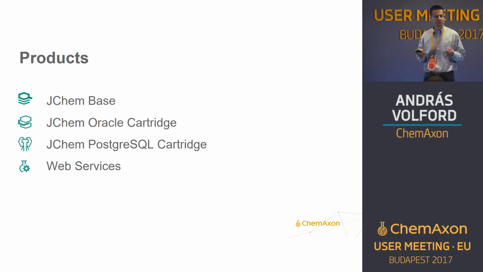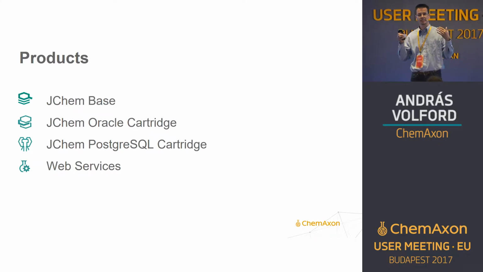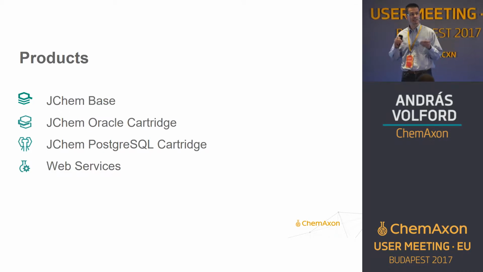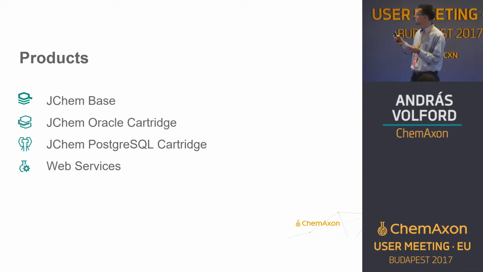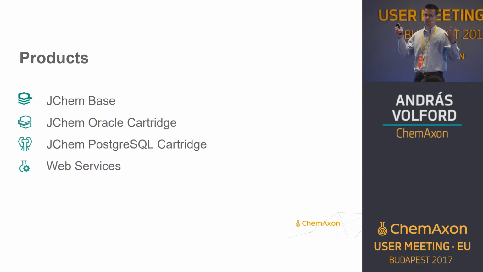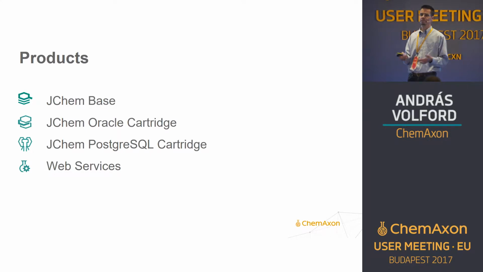So JChem Base is a library. It's really useful for developers or programmers or partners who are creating an application using this chemical intelligence to connect to relational databases. Actually, most of the well-known relational databases are handled, and it is on the market, I don't know, for 15 years now. So it is quite a mature product.